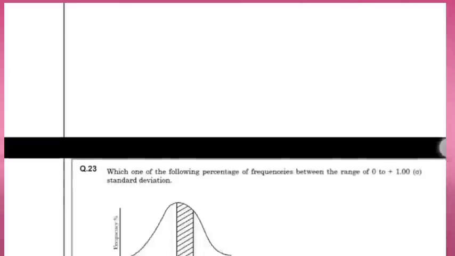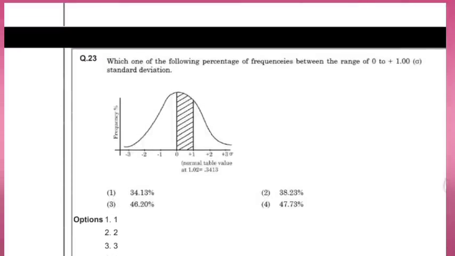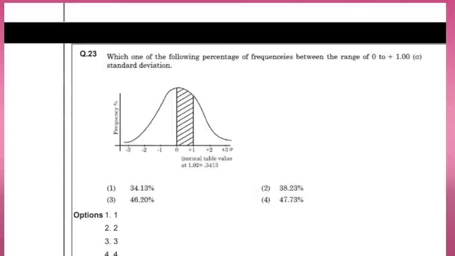And next question, which of the following is the percentage of the frequency between the range 0 to plus 1 standard deviation? This type of question is very important, and it was newly asked. The correct answer is option 4, 47.73% is the correct answer.